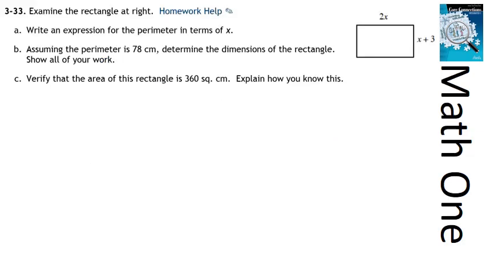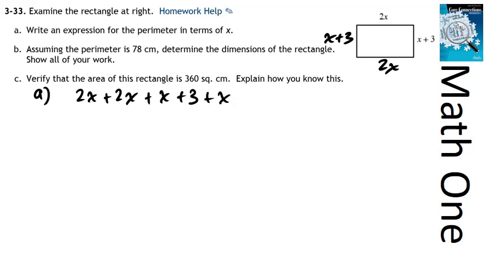So examine the rectangle at right. Write an expression for the perimeter in terms of x. Well, I know that there are 4 sides of it. Two of them are 2x long. And the other sides are x plus 3. So if I was going to write the perimeter, I would have two 2x's, so a 2x plus another 2x. And then I would have 2 of these x plus 3, so x plus 3, and then one more x plus 3.